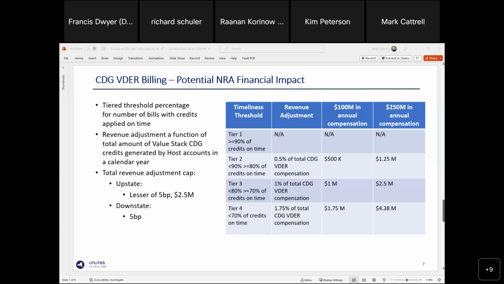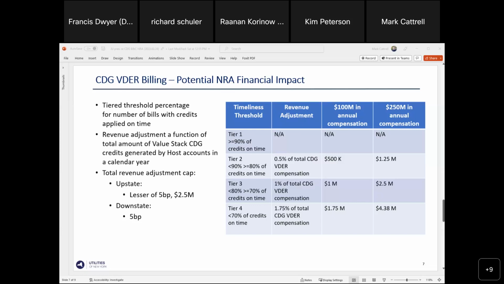The first row is Tier 1, which is where no revenue adjustment is levied. Utilities would need to issue at least 90% of CDG credits within 2 bill cycles to fall in this tier. Tier 2 is the tier which results in the minimum revenue adjustment, which is calculated at 0.5% of value stack CDG compensation and is incurred if crediting performance is between 80 to 90% on time.